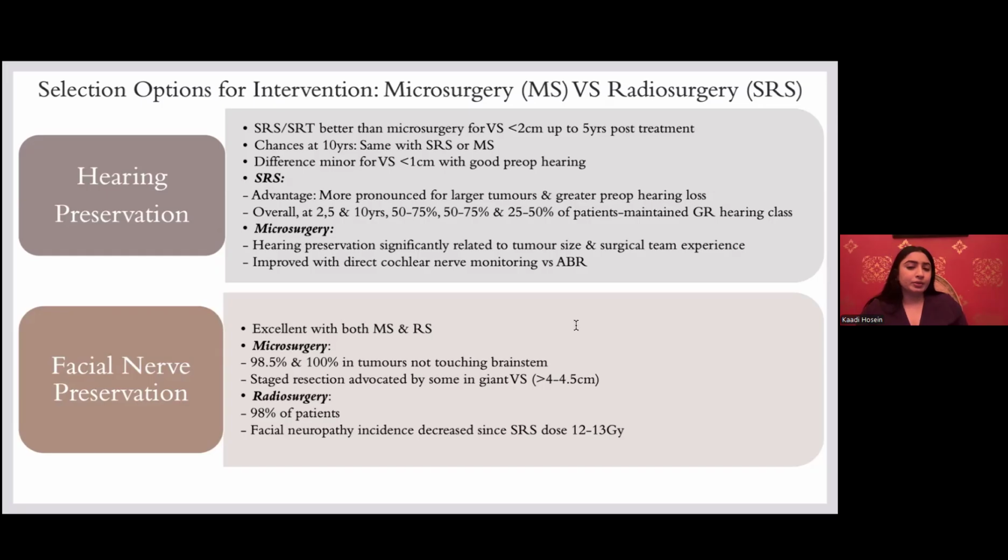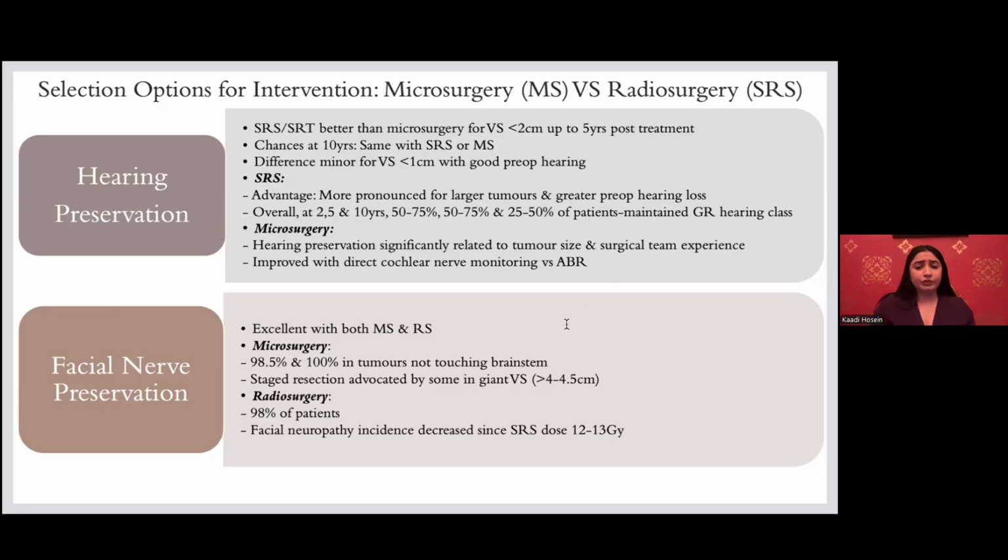Now, with microsurgery, the durability of hearing preservation is also excellent, with only 15% of patients with class A hearing post-surgery and 33% of patients with class B hearing post-surgery slipping one class below at 5 years of follow-up.